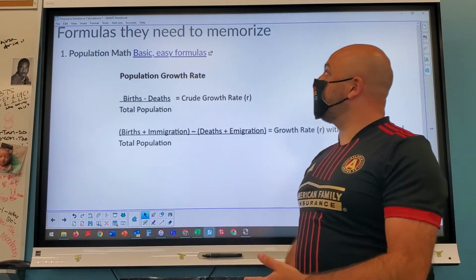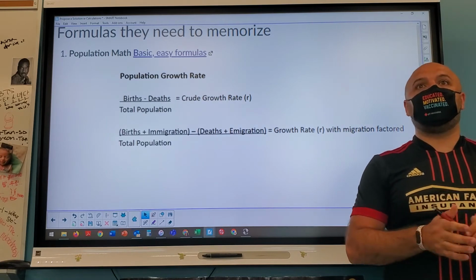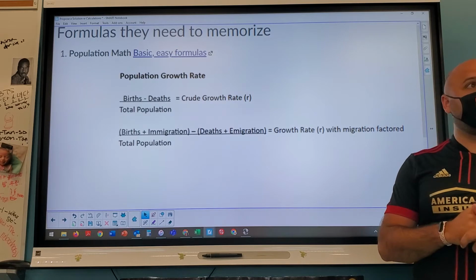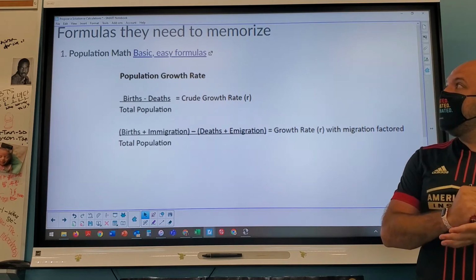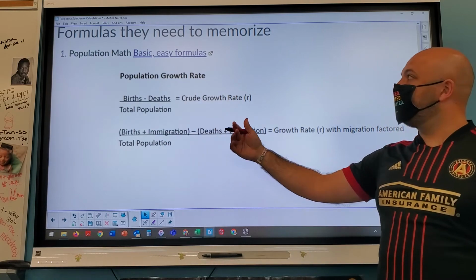All right, anyways, let's talk about formulas that you need to memorize. You need to maybe write this down somewhere, or you might need to highlight this. This should all be up online for you if you need it, regardless. But formulas you need to memorize. Population math. We're going to go over this when we talk about Unit 3, but it's pretty straightforward.